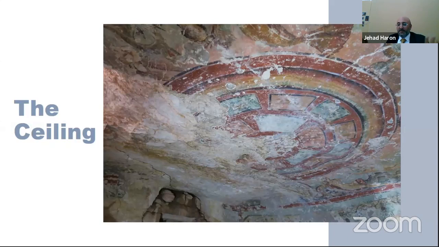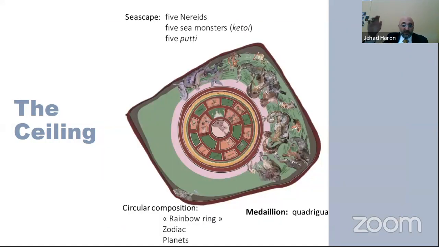The ceiling is another story. The ceiling depicts the signs of the zodiac and planets in a circular composition, surrounded by nereids and sea monsters and putti. The size of the figures on the ceiling is more important. It's one meter high minimum, with several nereids on a marine horse, a marine panther. As you can see, the ceiling with the zodiac, with the seas, and of course the sea goddess. That means this was very important.